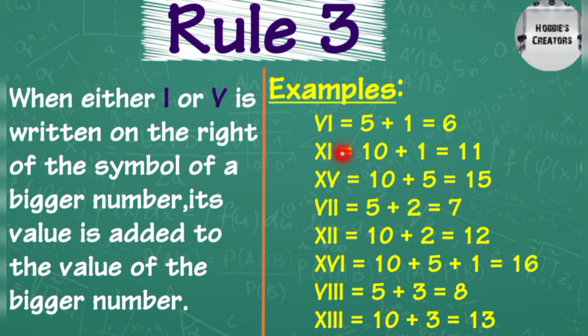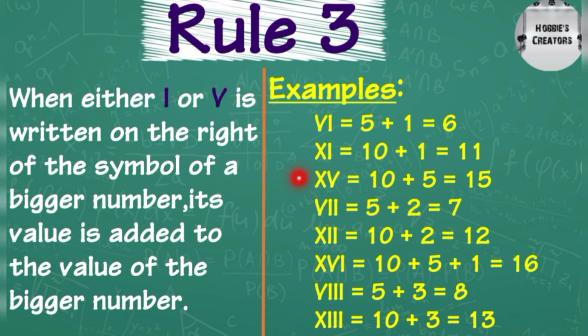So here the first example, V and I. What is the value of V? V is nothing but 5 and I is nothing but 1. So the I is written after the bigger numeral, right? So 5 is the bigger number and 1 is the smaller number. It is written to the right side of a bigger number, so we have to add. So 5 plus 1 is nothing but 6. And see the second example here, X and I, that is 10 plus 1. The symbol I is written after the bigger number, that is after 10. So 10 plus 1 is nothing but 11.